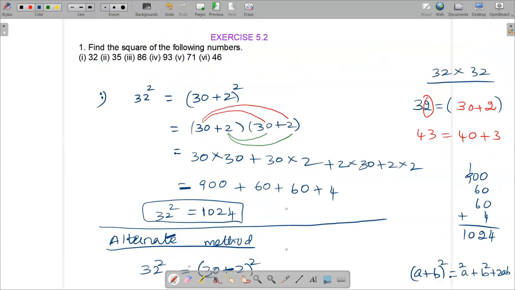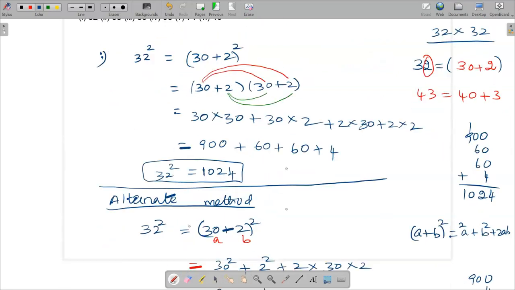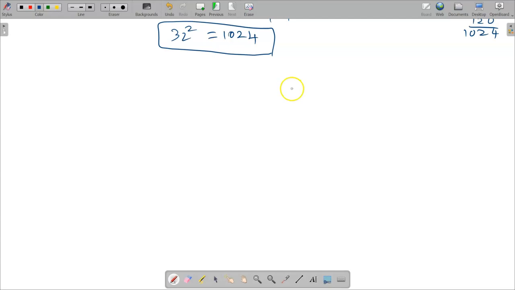And then the second problem is 35. We have to find 35 square. So 35 square can be written as 30 plus 5. Take your unit digit alone separately, which is 5.